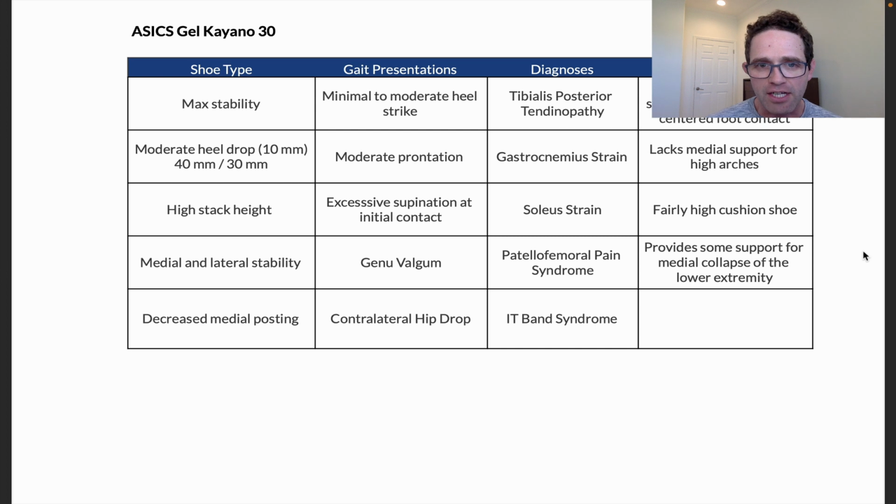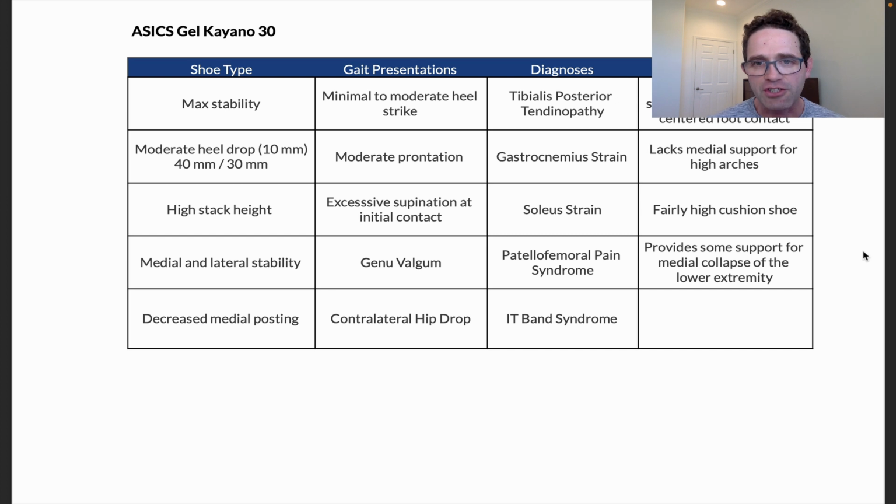Genu-valgum and contralateral hip drop are also aspects that can be controlled here, primarily because they're going to be able to be stabilized from some of those stabilizing factors of the shoe. The diagnoses that would be appropriate for these shoes would be tibialis posterior tendinopathy, because it's going to help to put less pressure on that posterior tibialis when you're going to be doing that pronation motion or during initial contact.